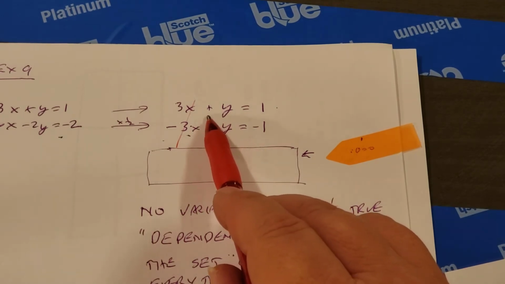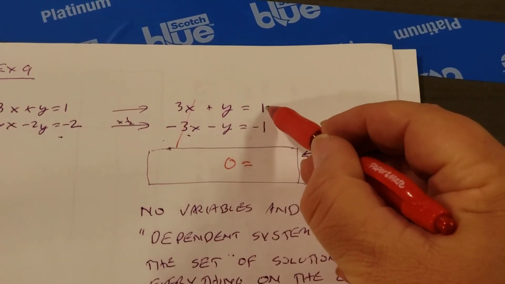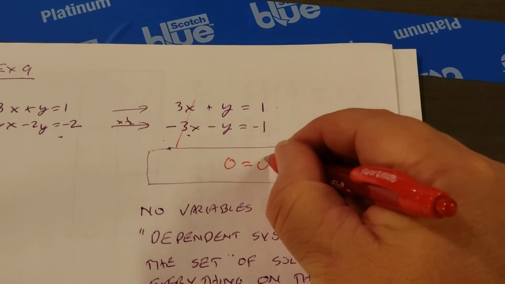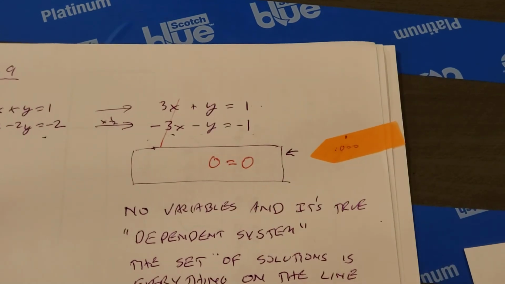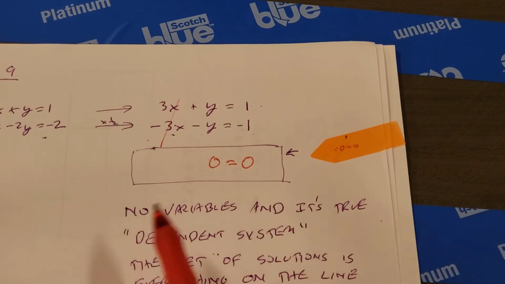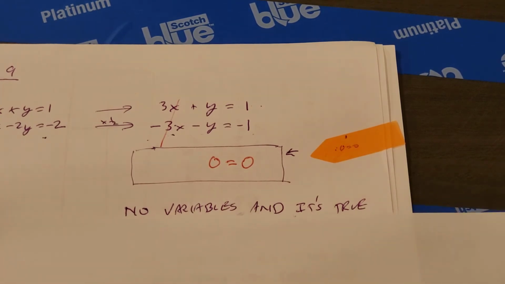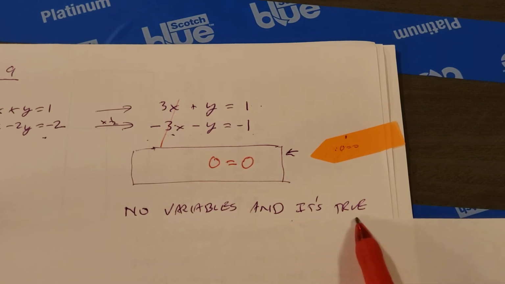So what do we see? We see plus y minus y, well, that's 0. And we see plus 1 and a minus 1, that's also 0. So we get 0 equals 0, which is an important idea on a problem like this. I mean, last time we got x equals whatever is -3. We got a 0 equals 0. So we get this situation. No variables, and it's true. 0 does equal 0. No variables and true, and that is something we can interpret.